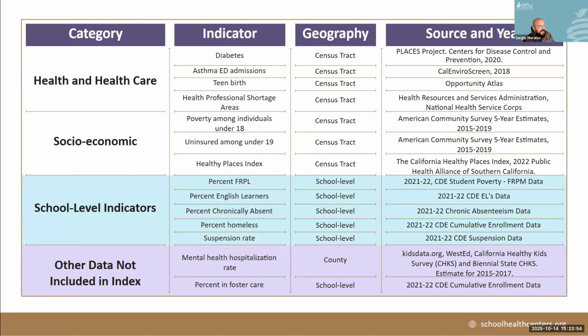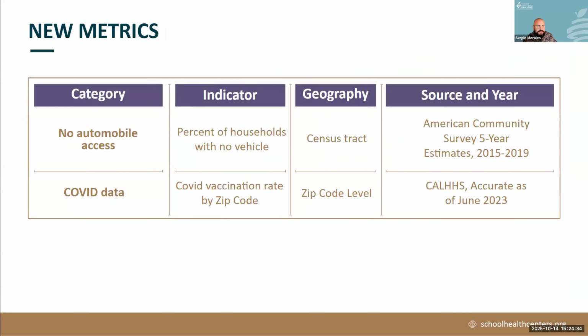We have some health and healthcare data sets that are pulled from the census tract, and some socioeconomic data pulled from the census tract, looking at poverty amongst 18-year-olds and under, the uninsured, and the California Healthy Places Index. We also leverage some school level data, and some county level data around mental health hospitalization rates and students in foster care from CDE enrollment data. That's a little dated, but I'm just sharing a little bit about what our index looks like.